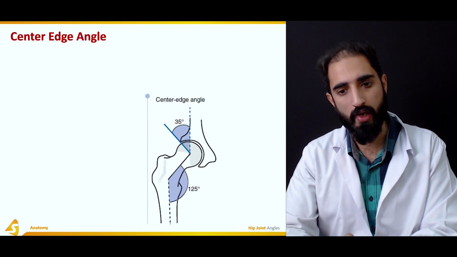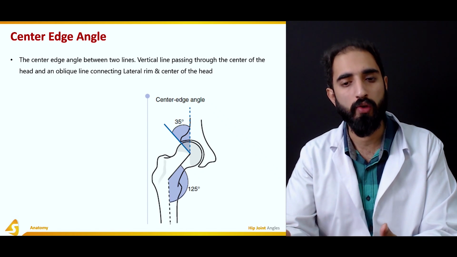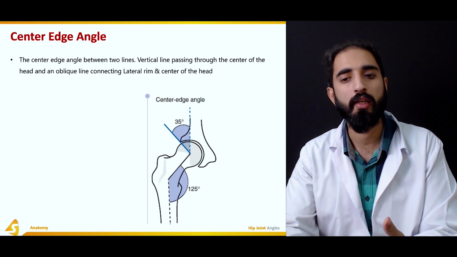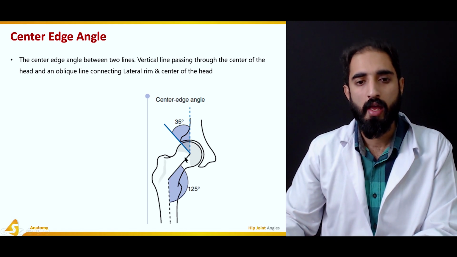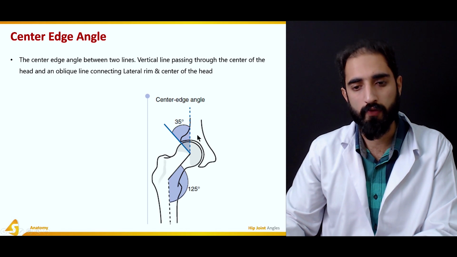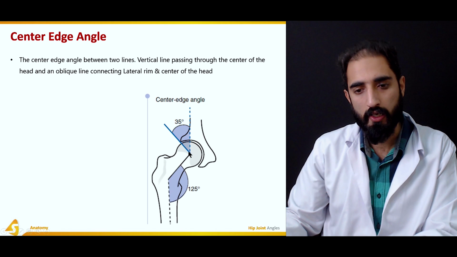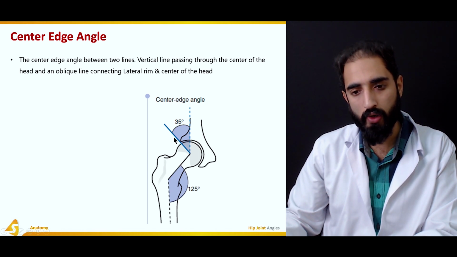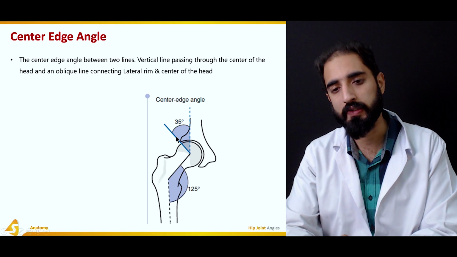The first of them is the center edge angle. The center edge angle is formed between 2 lines. One line is the vertical line passing through the center of the head, as we can see here. If we draw a straight line from the center of the head upwards, then that is line number 1. And then there's an oblique line which connects the center of the head with the lateral edge of the rim of the acetabulum. These 2 lines, one straight line and one oblique line, make an angle between each other, and that angle is known as the center edge angle.